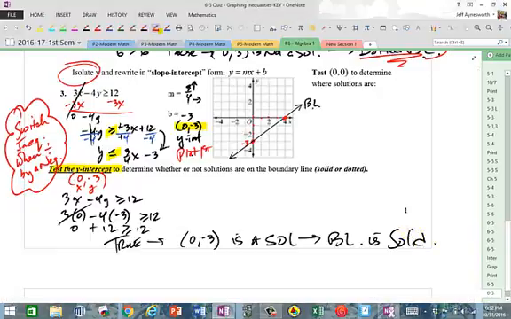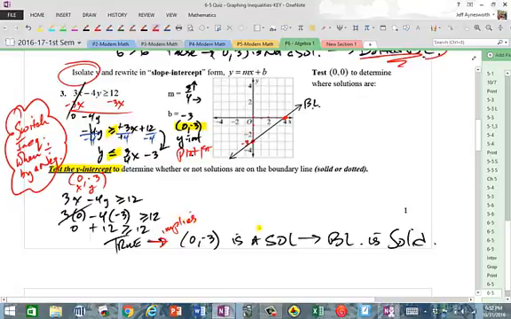Okay, notice my arrows here. That means implies. Anytime I draw an arrow, that means implies. So true statement, when the inequality is true after you substitute a point in, that tells me that the point's a solution, and that tells me that the boundary line is solid. So I'm not going to make it dotted, because the solutions are on the boundary line.